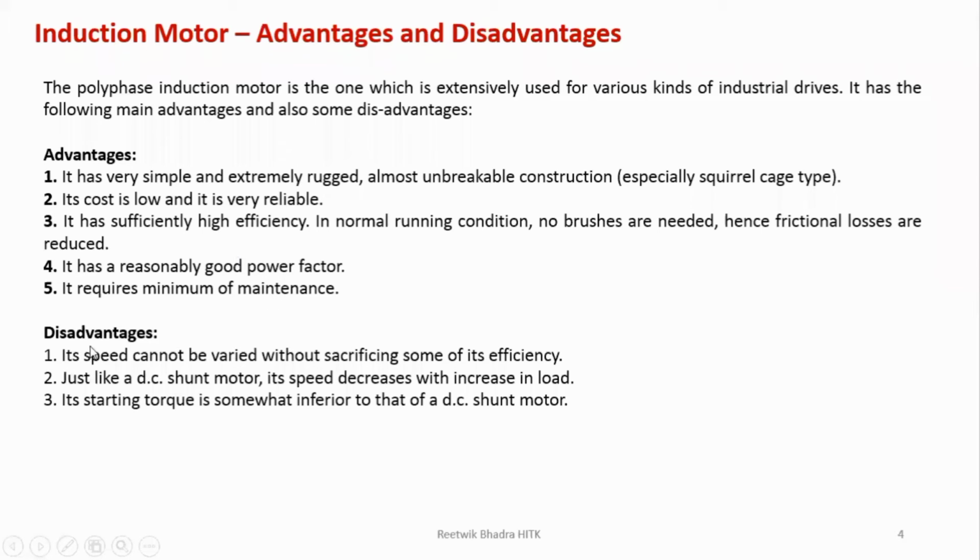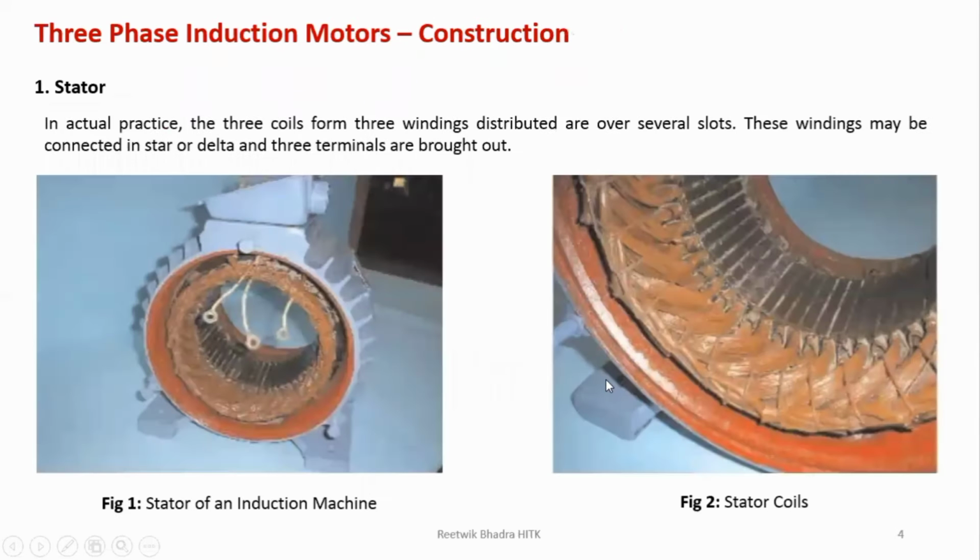What are the disadvantages? Its speed cannot be varied without sacrificing some of its efficiency. So efficiency will reduce slightly if you want a variation in speed. Obviously in any motor, if you increase the load, what will happen to the speed? It will decrease, just as in the case of a DC shunt motor. And its starting torque is somewhat inferior to that of a DC shunt motor. Compared to a DC shunt motor, the torque is slightly less. So these are some of the advantages and disadvantages. You can go through it, but the main thing is over here.